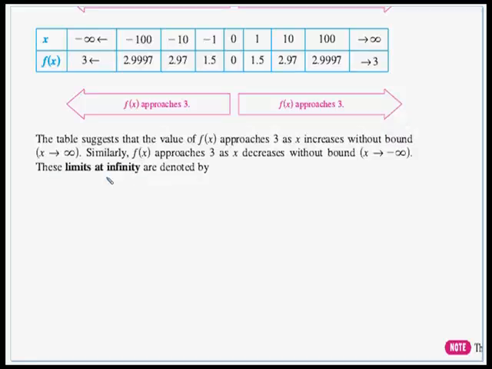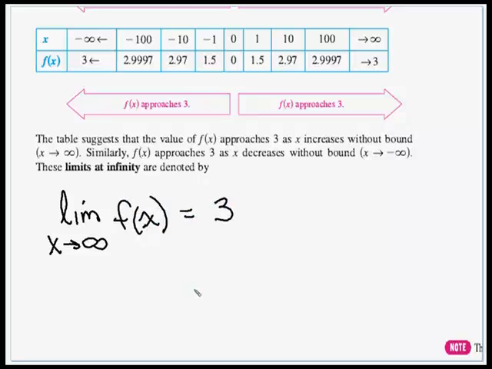And how we would denote this limit at infinity, we would say the limit as x approaches infinity of our function f of x is equal to 3. And from the other side, we could say the limit of our function f of x as x approaches negative infinity, that would also be equal to 3.